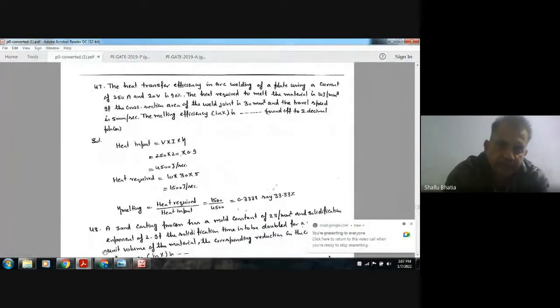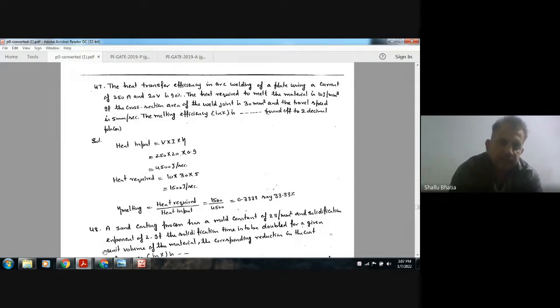the heat transfer efficiency in arc welding of a plate using a current of 250 ampere and 20 volt is 90%. The heat required to melt the material is 10 joule per mm cube. If the cross section area of the weld joint is 30 mm square and travel speed is 5 mm per second, the melting efficiency is dash, rounded off to two decimals.